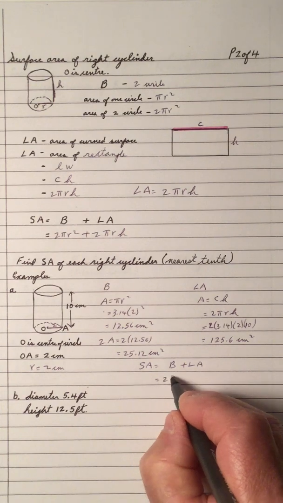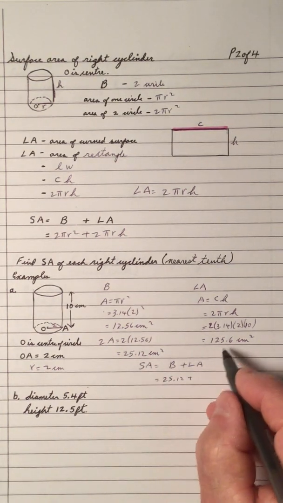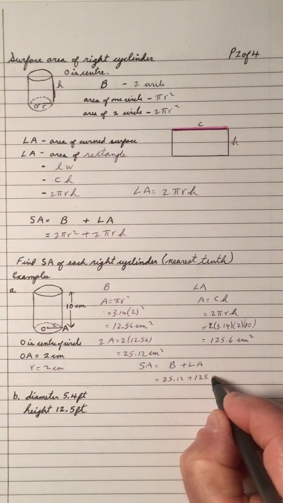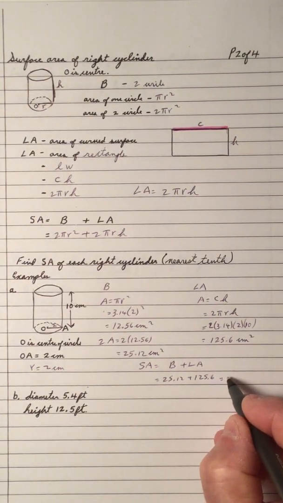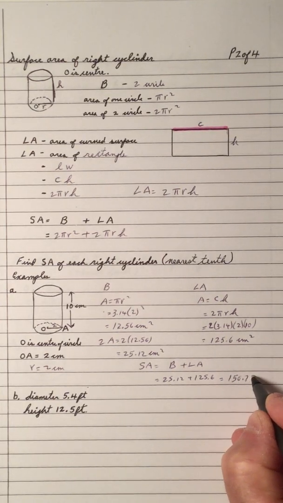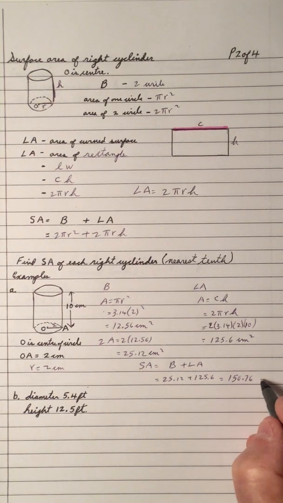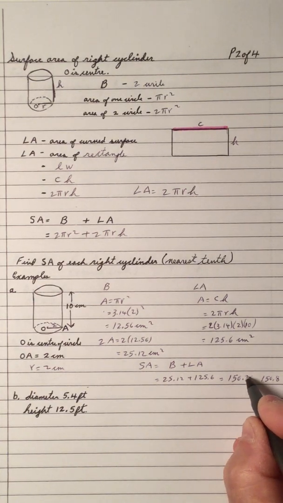base area is 25.12, and this lateral area is 125.6. So altogether, that makes a total of 150.76. And if you want to round that off, it says to the nearest tenth, we have 150.8, because the 7 is in the tenth place.